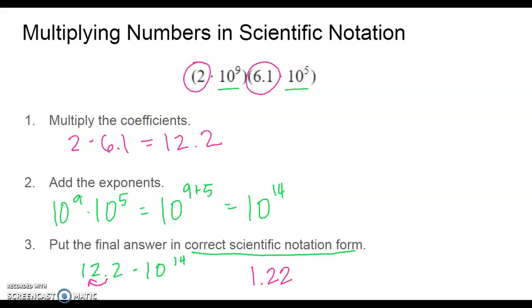But since we moved our decimal point one place to the left, that means when we multiply by our power of 10, it's going to have to move the decimal point one extra place over. So instead of 14, our new exponent, or our new power, is going to be 15. So our final answer is 1.22 times 10 to the 15th power.